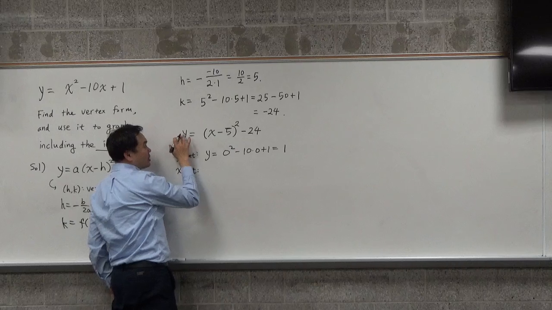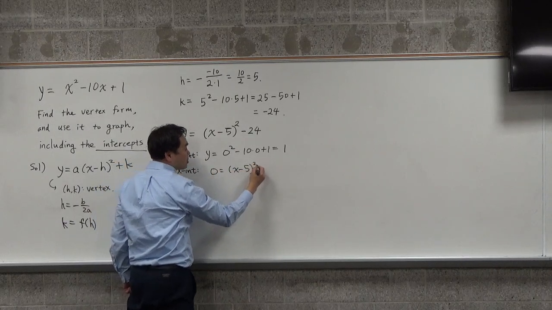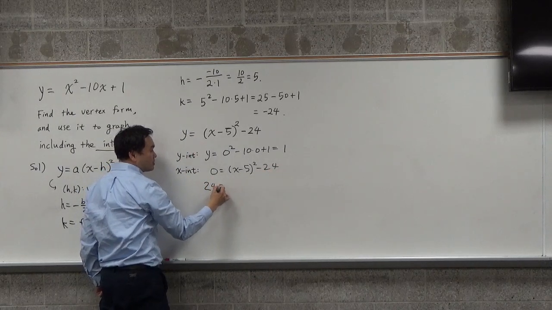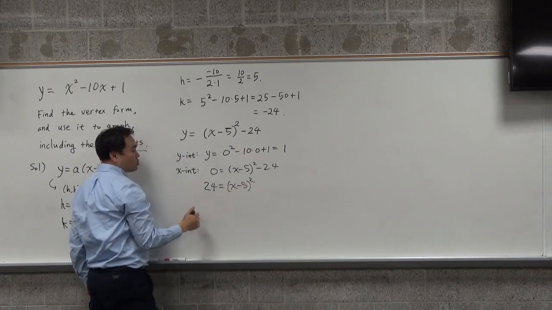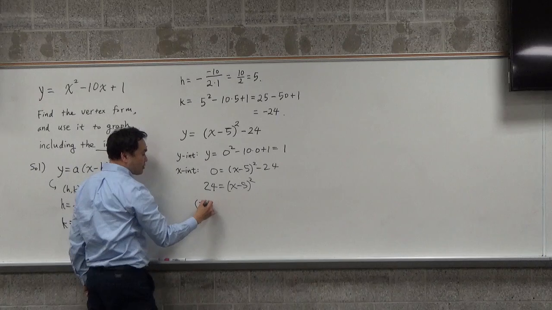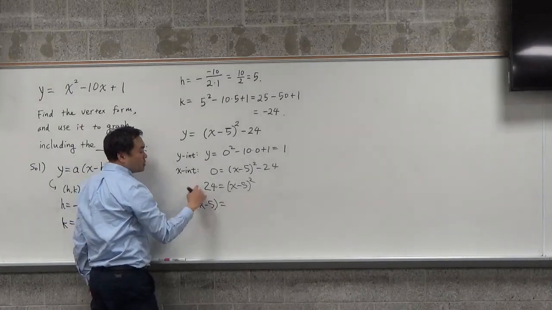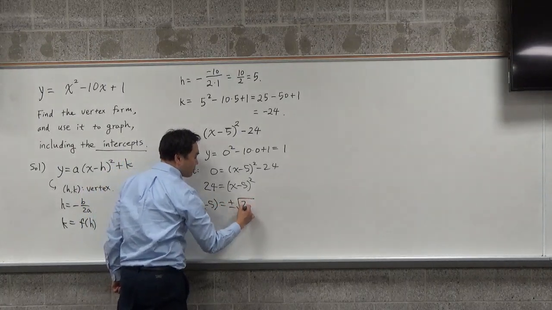We're going to set y as 0, so 0 is equal to (x minus 5) squared minus 24. Add 24 to both sides. And then you take the square root. So what is x minus 5 equal to? Plus or minus square root of 24.